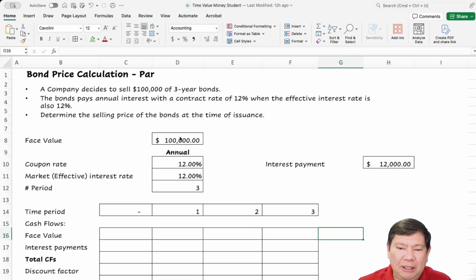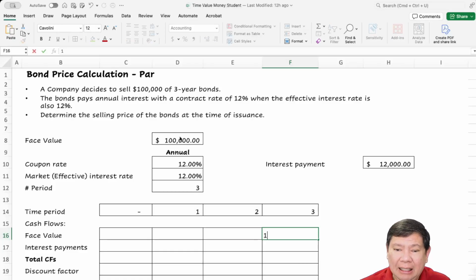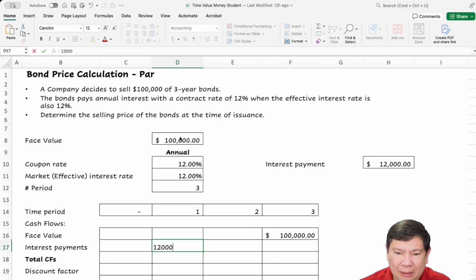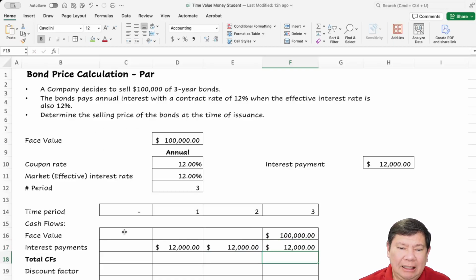Okay, so the face value, the company will have to pay back the bonds at the end of year 3, so 100,000. And then the interest payment will be $12,000 every year. There is no interest payment now. The first interest payment will be 1 year from now.